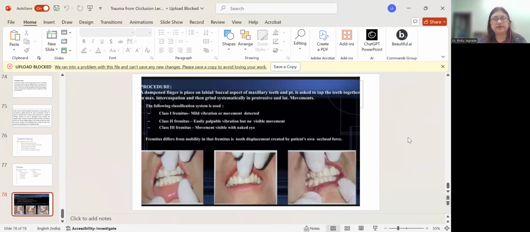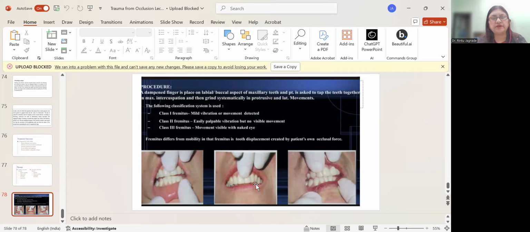So this is one test which is known as Fremitus test, which is done to check the trauma from occlusion. Now, in this, a dampened finger is placed on the labial or the buccal surface of maxillary teeth, and the patient is asked to tap the teeth together in maximum intercuspation, and then grind systematically into protrusive and lateral movements.